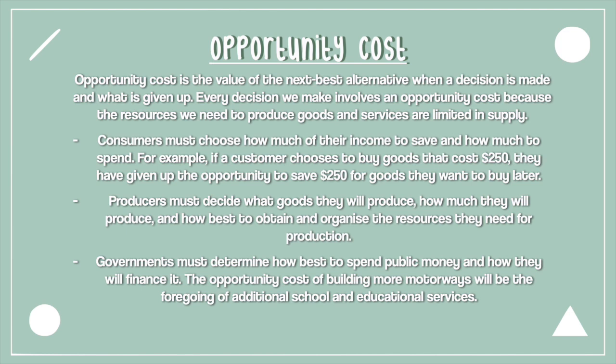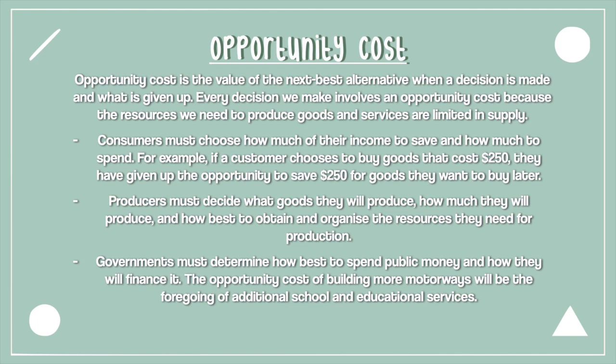goods that cost $250. Producers also must decide what goods they will produce, how much they will produce, and how best to obtain and organize the resources they will need for production. Since the producers can only decide on one factor, the opportunity cost is the other choices that they have given up. Governments must decide as well how best to spend public money and how they will finance it.